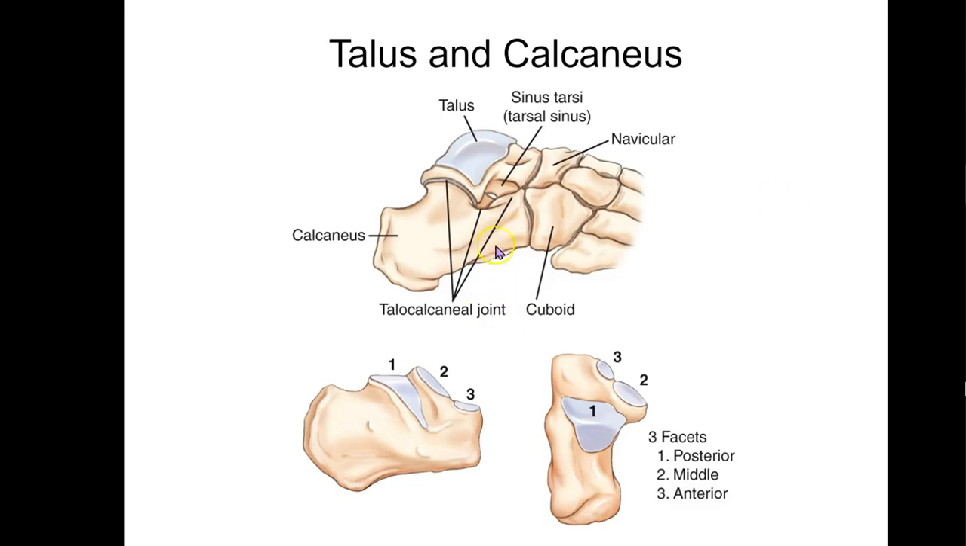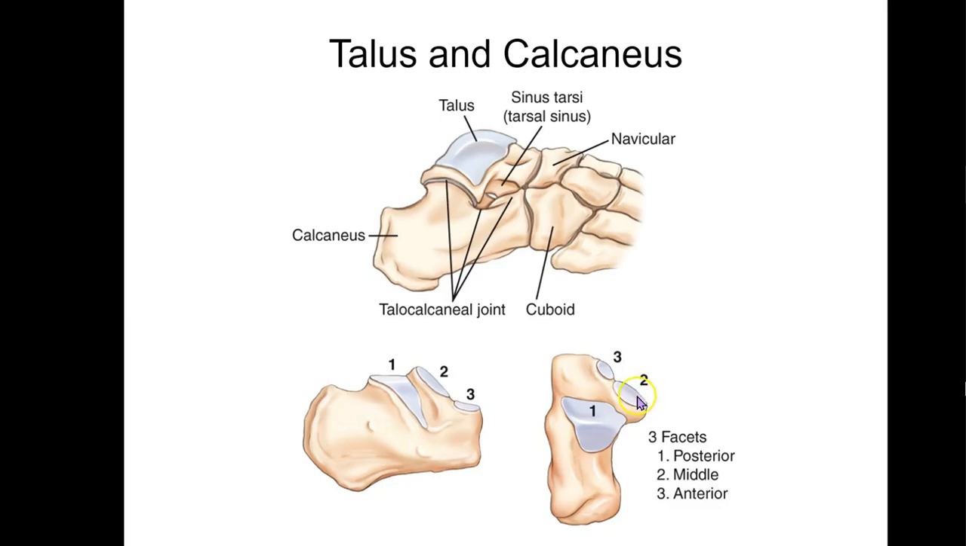So this is a lateral projection of the foot here. So the tibia would sit right here on top of the talus, and then the talus sits on top of the calcaneus. So remember, the weight of the body is transmitted through the talus into the calcaneus. So these bones are really thick and strong to help bear the weight of the body.